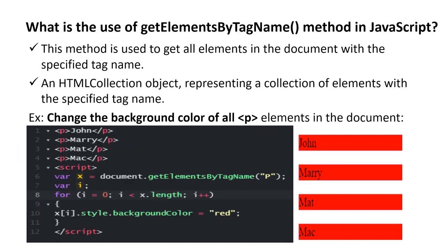What is the use of getElementsByTagName method in JavaScript? This method is used to get all elements in the document with the specified tag name, an HTML collection object representing a collection of elements with the specified tag name. So see the example, change the background color of all p elements in the document. So I have changed all p tags with color red. So all are displayed in red color.